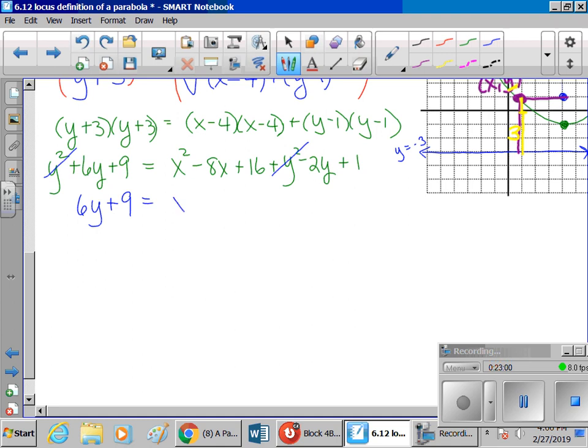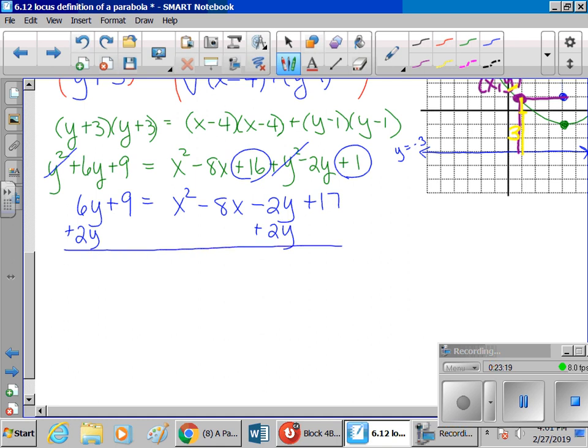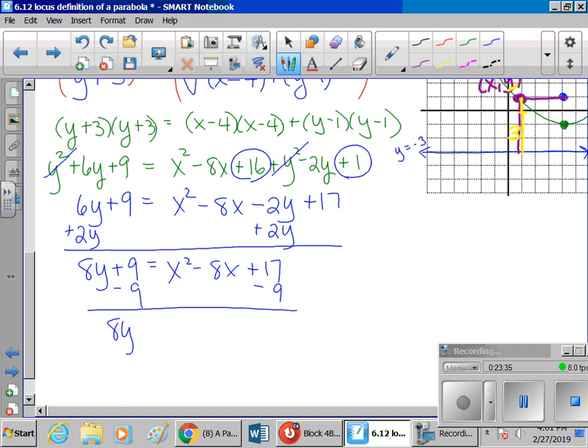Now I only have 1x squared, I have minus 8x, I have minus 2y, and I have a plus 17 because I'm going to add these two together. So let's move the 2y over. And the more you do of these, the more consistent you become in how you solve them. So 8y plus 9 is equal to x squared minus 8x plus 17 minus 9. You could do that in one step if you wanted to. So 8y is equal to x squared minus 8x plus 8.